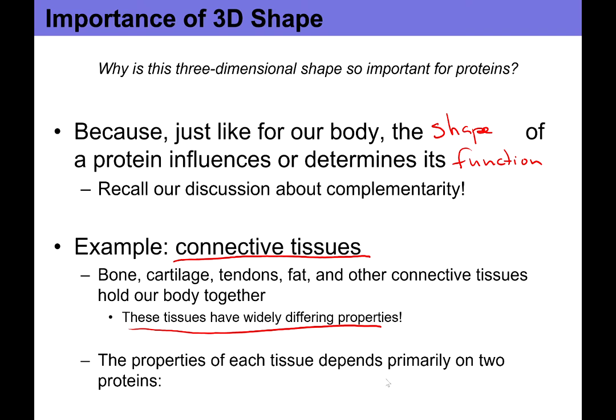Bone is very rigid and very strong. Fat is very soft and malleable. Cartilage is stretchy. Each of these different properties comes from the different proteins that you find in each of these tissues. The property of each tissue depends primarily on two proteins, collagen and elastin, and how much the tissue has of each. Tendons are very strong and very rope-like, so they're going to have more of one, whereas cartilage, being much more stretchy, will have more of another.